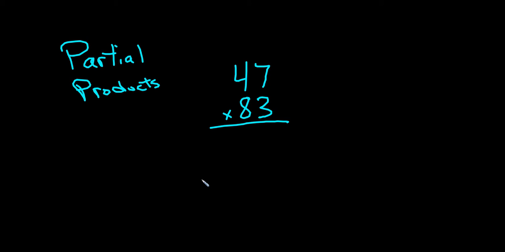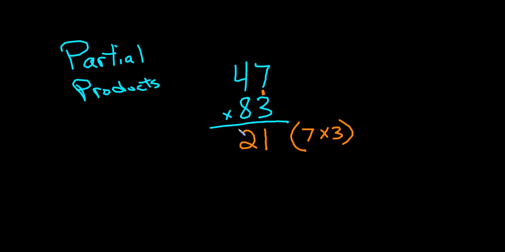Now, the partial products are going to be this. The first thing I'm going to do is multiply the ones place times the ones place. It doesn't really matter where you start, but I'm going to start there. So that's going to be 21. I'm going to put 21 right here, and for reference, that's 7 times 3.